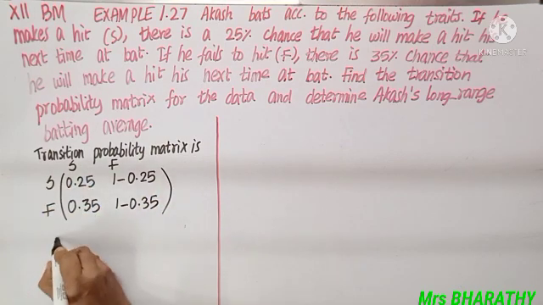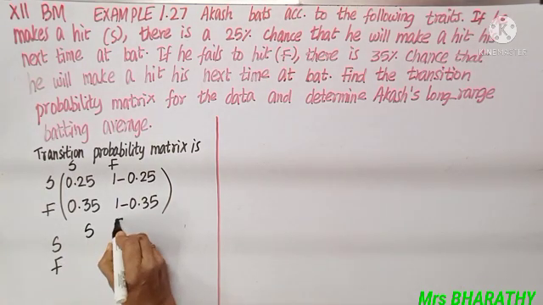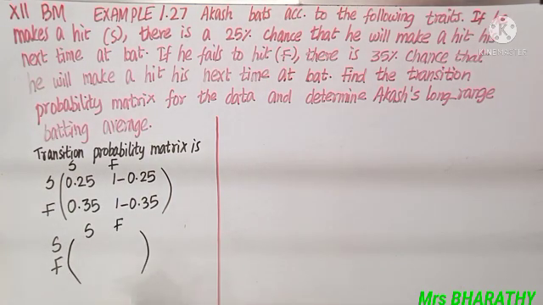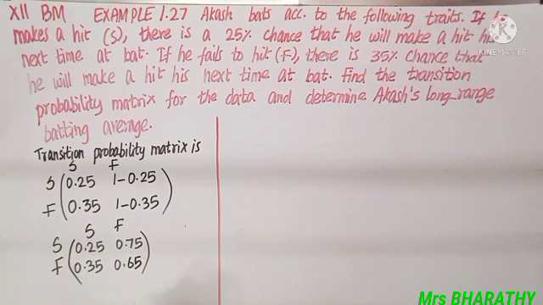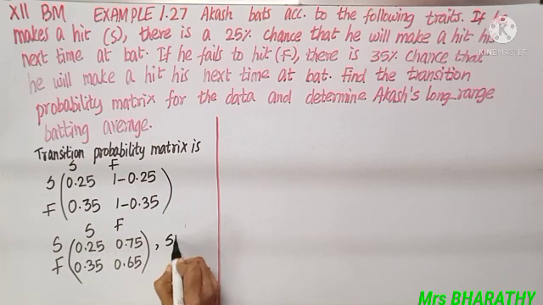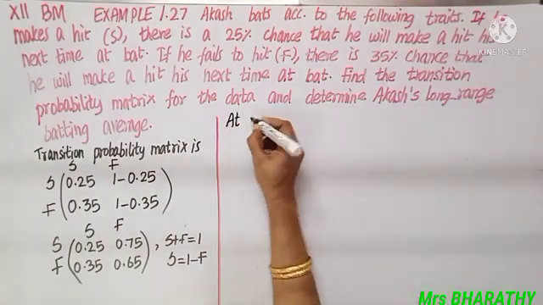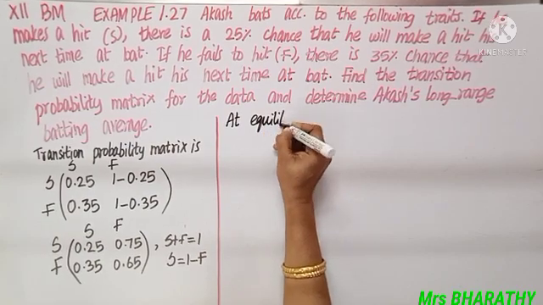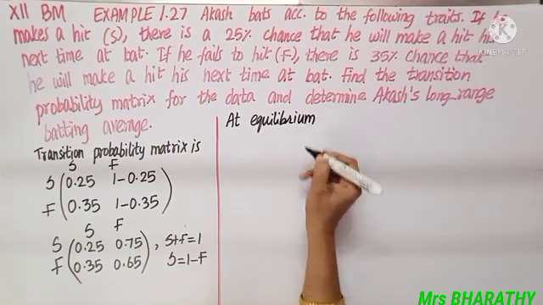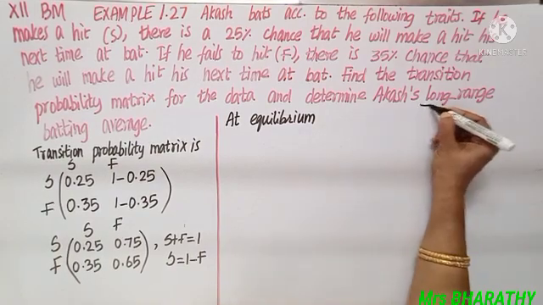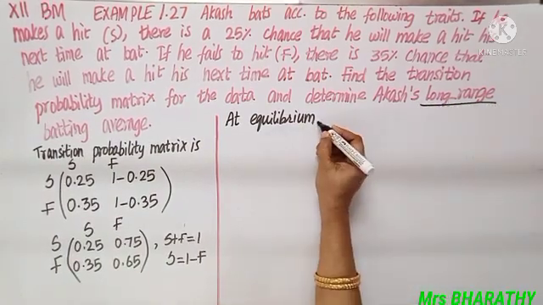As I rewrite, we get S, F, success and failure, given to be 0.25, 0.75, 0.35 and 0.65. As we check in each case, S plus F is equal to 1. So the question says in the long range, so we will write at equilibrium. Every time look out for a word that describes equilibrium. So the long range tells us at equilibrium.